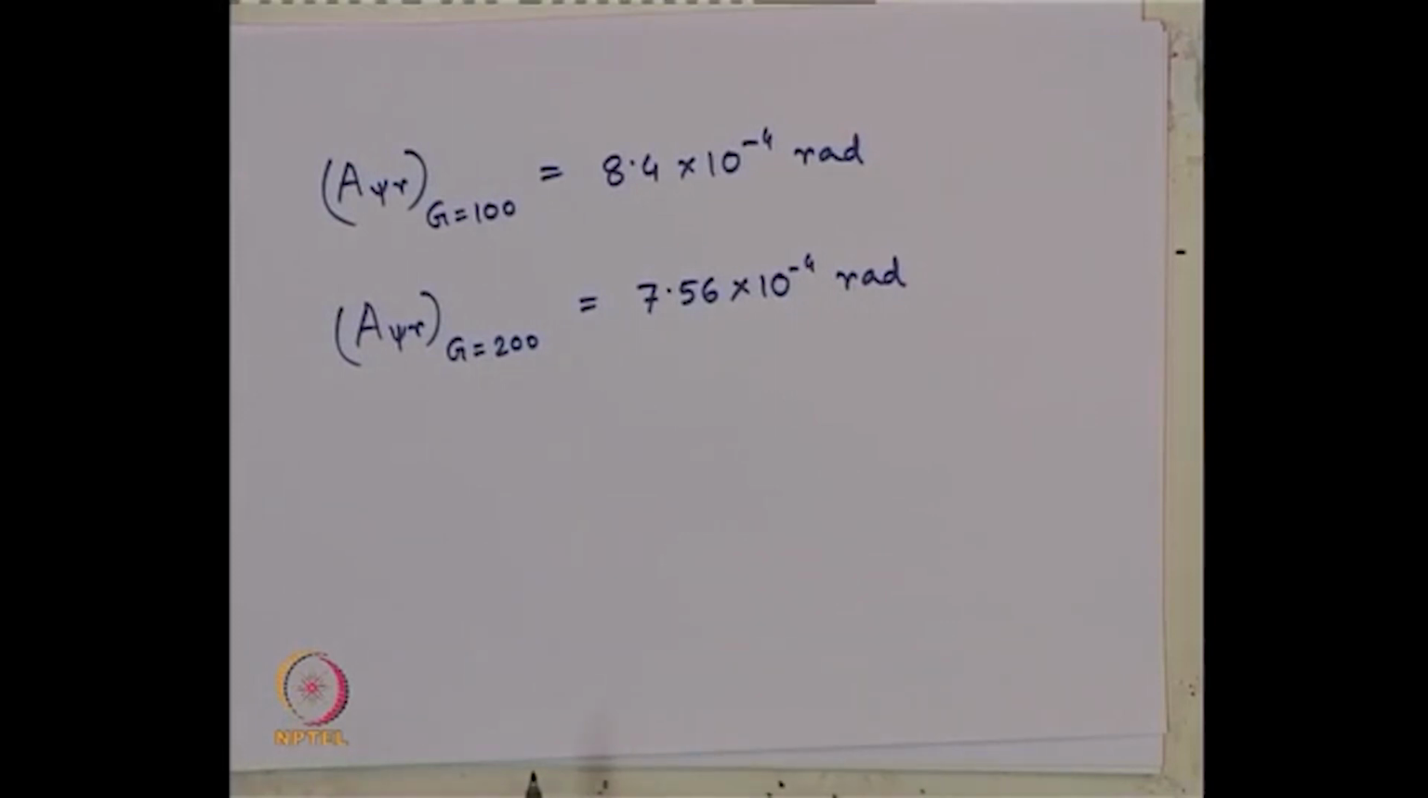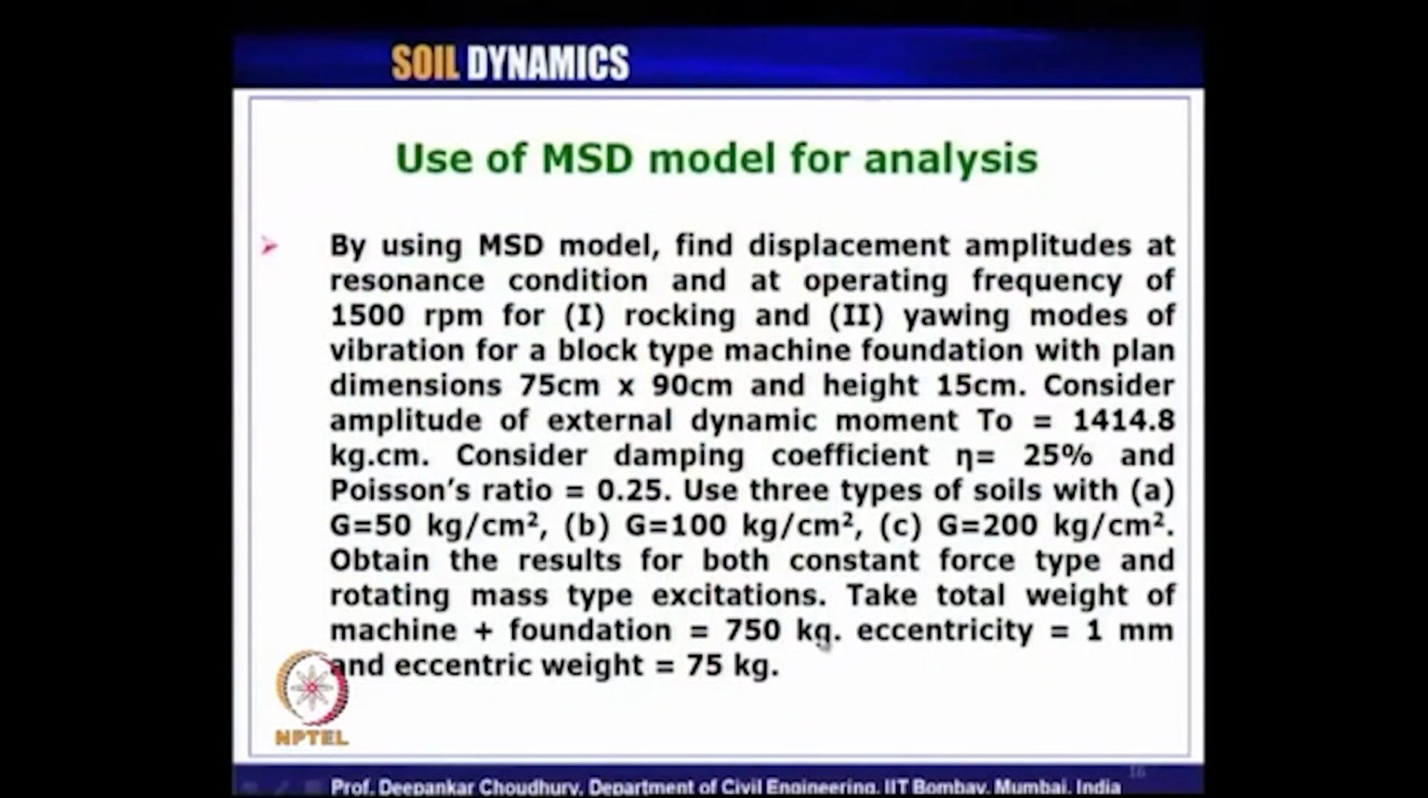So, with this we are now completing the rocking mode of vibration results. For rocking mode of vibration, we have seen the displacement amplitude both at resonance condition and at operating frequency for constant force type and rotating mass type excitation with 3 different types of soil. So, with this we will stop our lecture today here. We will continue further in our next lecture.